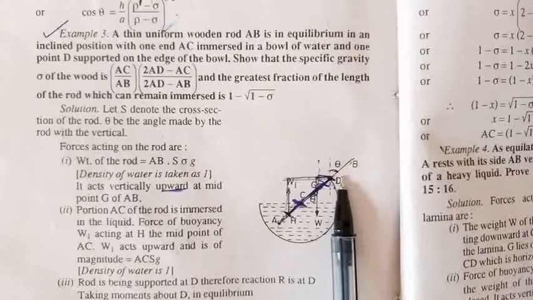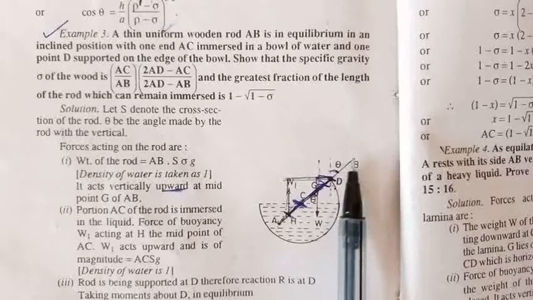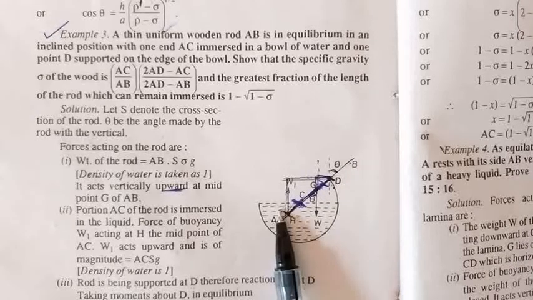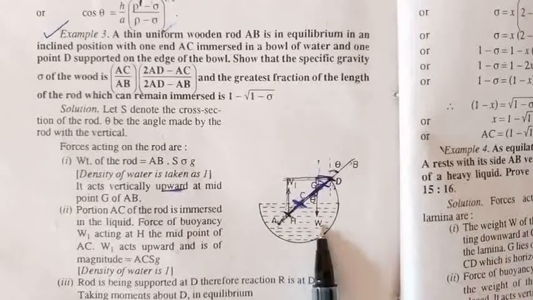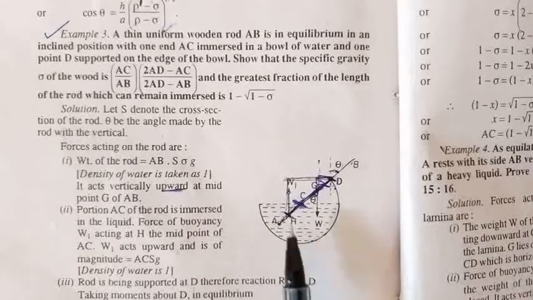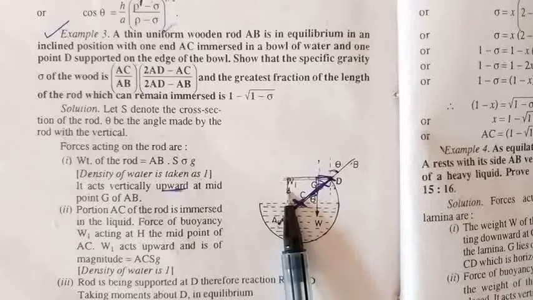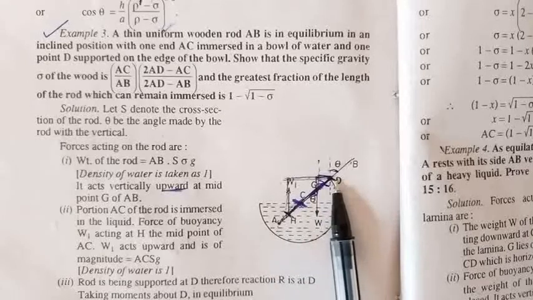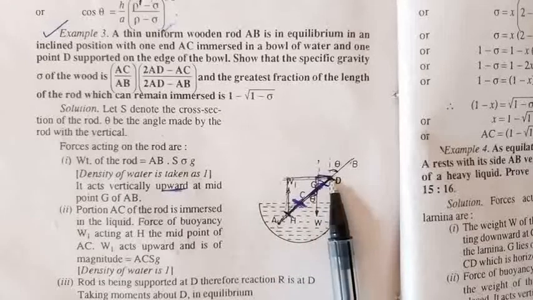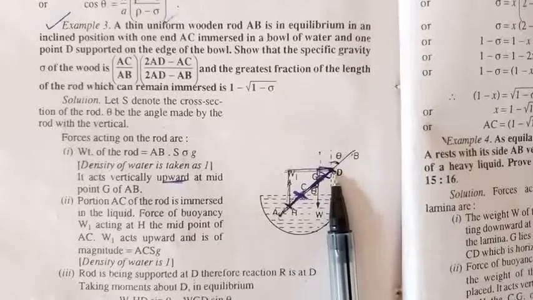Now let us discuss what are the forces acting on this rod. There are three forces acting on this rod. One will be the weight of the rod, second will be the force of buoyancy W1, and third will be the reaction, because the rod is being supported at the point D. So the force of reaction will occur at the point D. So we have three forces in all.